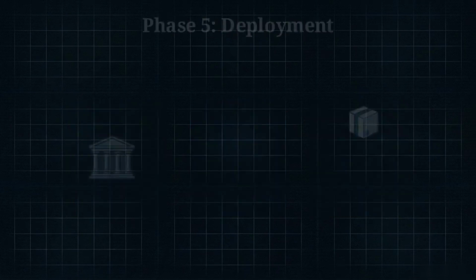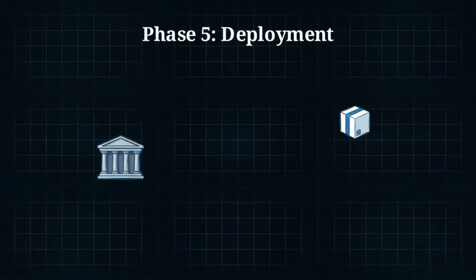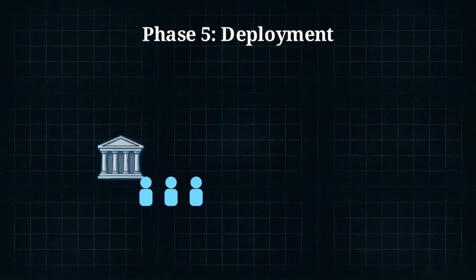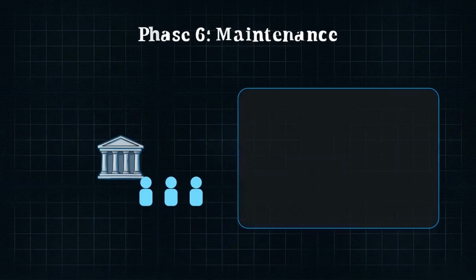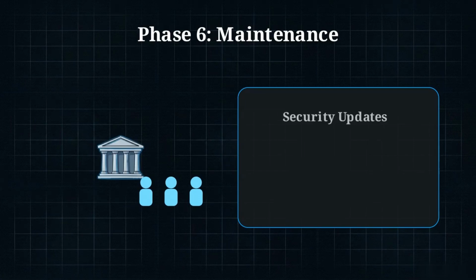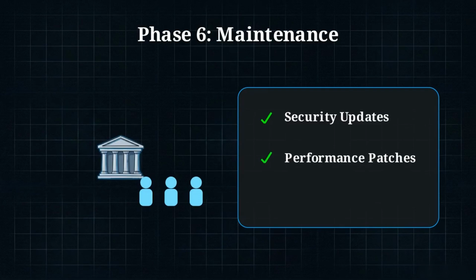After passing all tests, the software enters Phase 5, deployment. The validated package is installed in its target environment, allowing actual bank customers to start using the interface. Even after launch, the software requires Phase 6, maintenance. Over time, developers release security updates and performance patches to keep the system running smoothly.